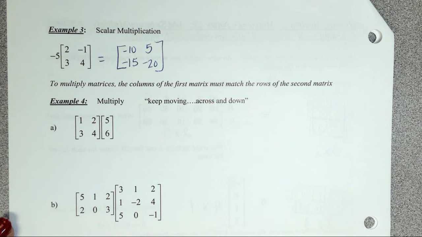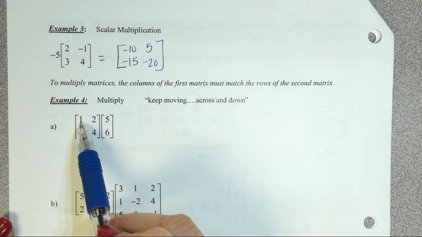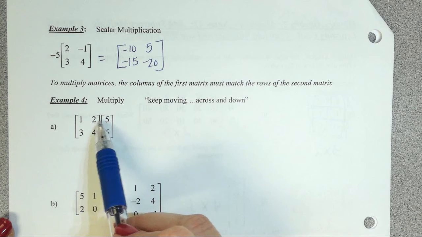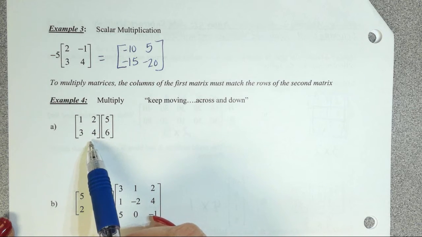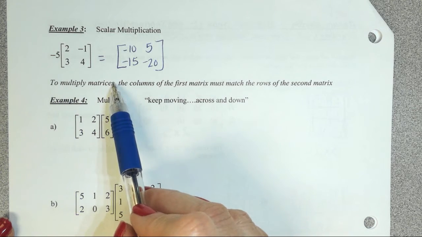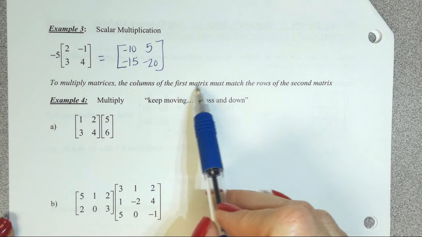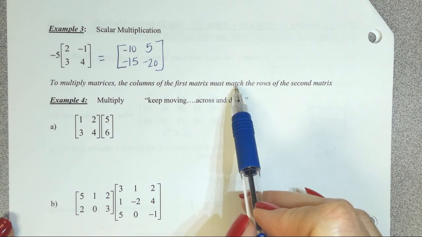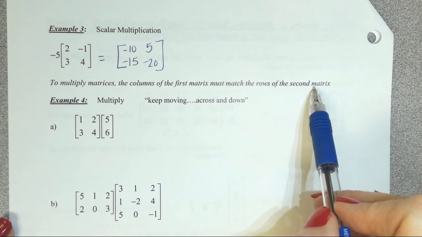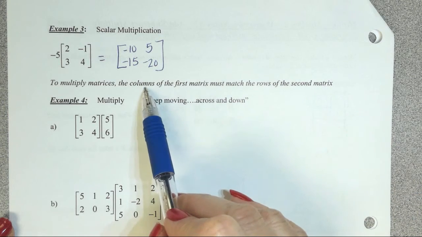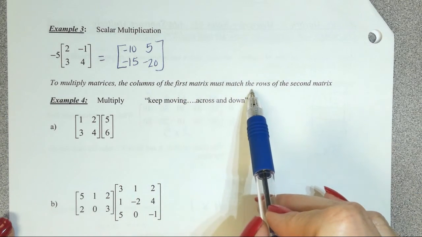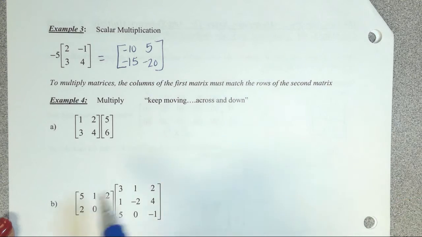So up to now it's been pretty easy. Now we get to the more complicated part, multiplication. For multiplication, it seems like you would just multiply the numbers that are in the same spot. But that's not what you do. To multiply matrices, the columns of the first matrix, first of all, they have to match the rows of the second matrix. Columns from the first must match rows from the second.